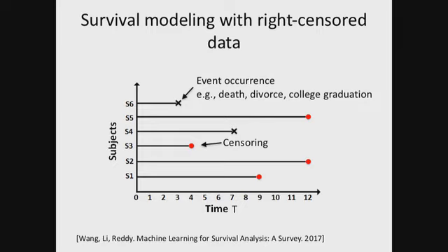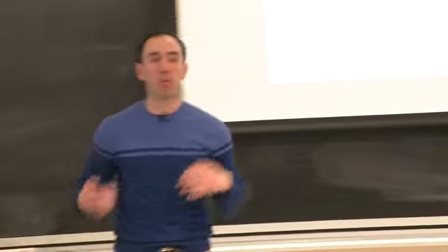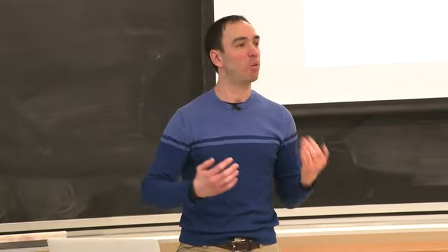So for example, here, the event might be death, divorce, college graduation. For patient 1, that event happened at time step 9, for patient 2, that event happened at time step 12, and for patient 4, we don't know when that event happened because it was censored. In particular, after time step 7, we no longer get to view any of the patient's data, and so we don't know when that red dot would be, sometime in the future or never. So this is what we mean by right censored data, which is precisely what survival modeling is aiming to solve.